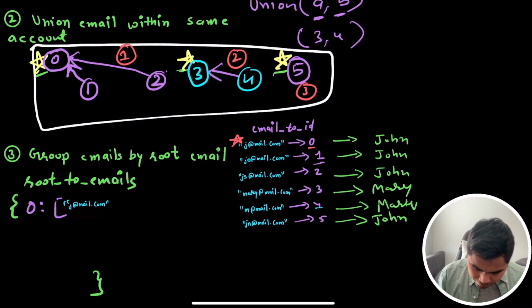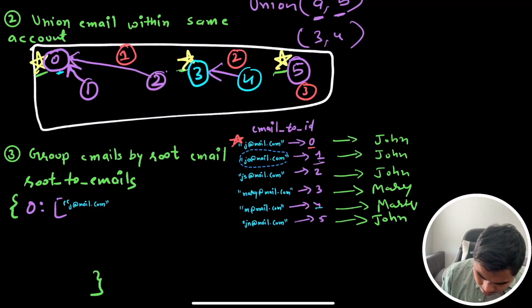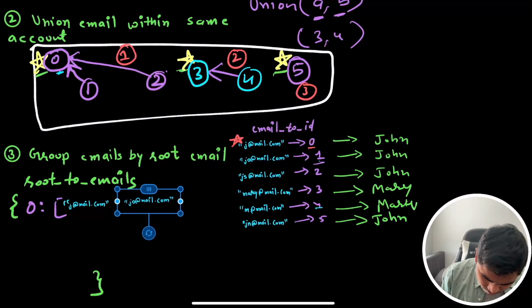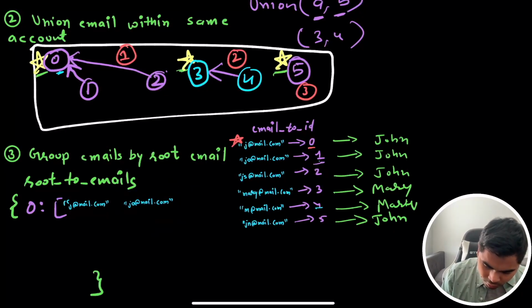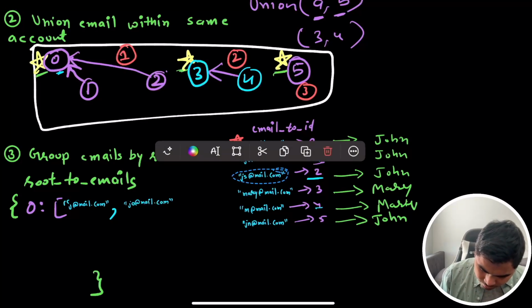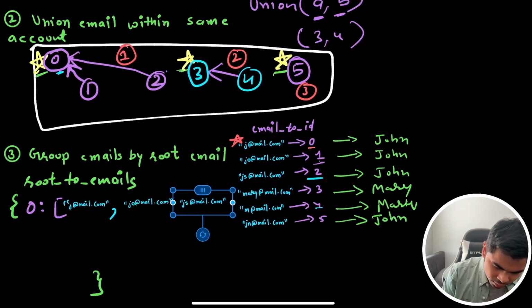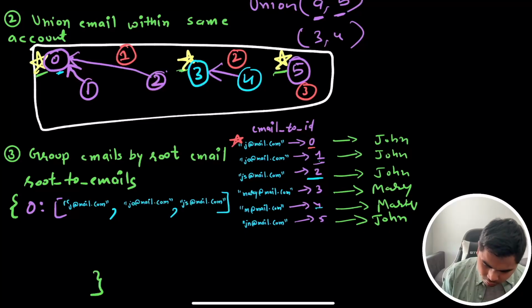Then joe@mail.com, this one, what is the parent of it? So we are trying to find these, right? So this one right here, its parent is also 0. 1's parent is also 0. So I'm going to group that also. I'm going to put this also into the list of 0 as base, right? Now how about 2? Let's visit 2. 2's parent is also 0, so I'm going to put this email as well into my first list. Now I think that will be all for 0.